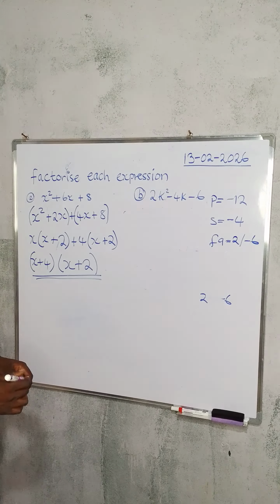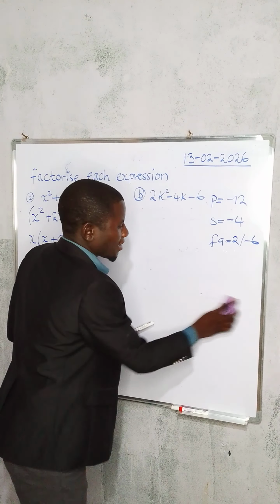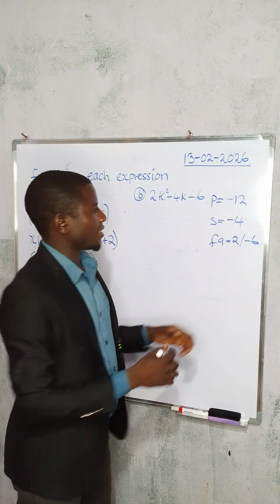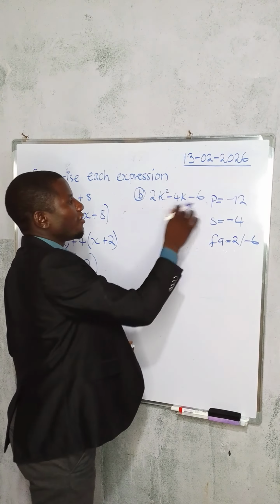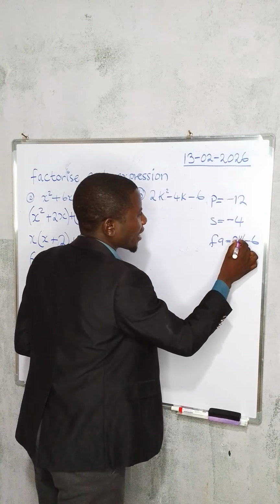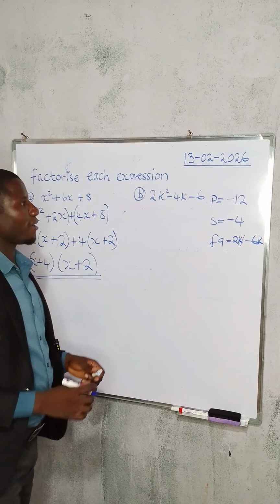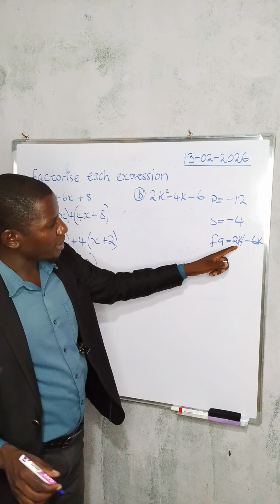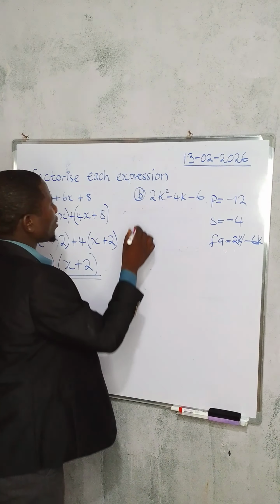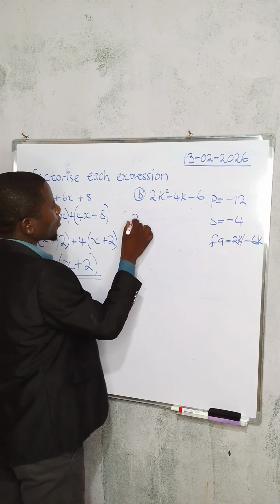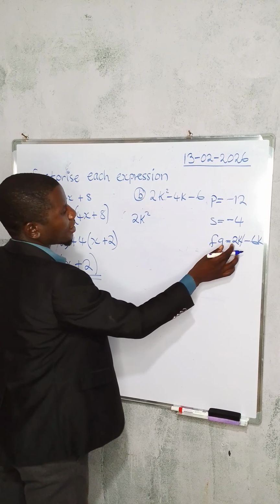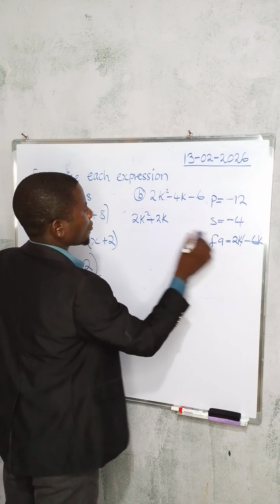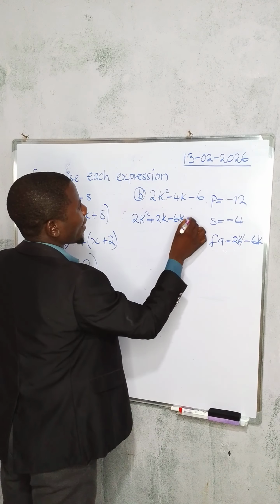Now, once you identify those two factors, the next thing that you are supposed to do is to introduce the variable that we are given. So in this case, we are using k. So now, we are going to replace our sum there with these two factors. So it's going to be 2k squared, this is a positive k, so we're going to plus 2k, this is negative 6k, minus 6.